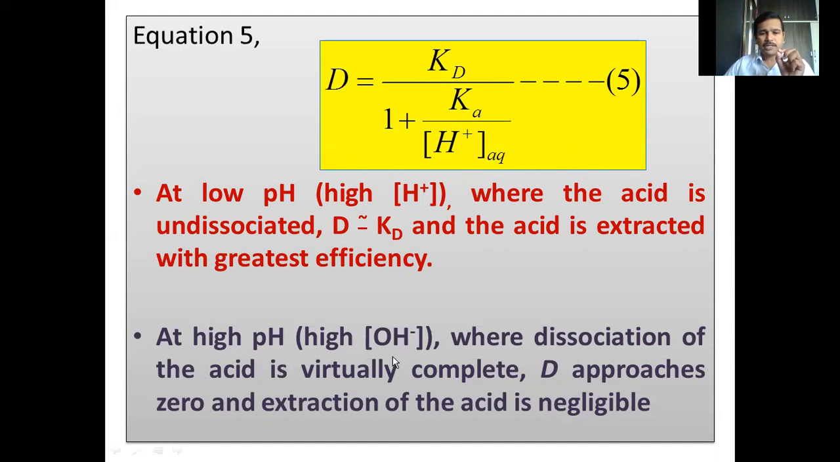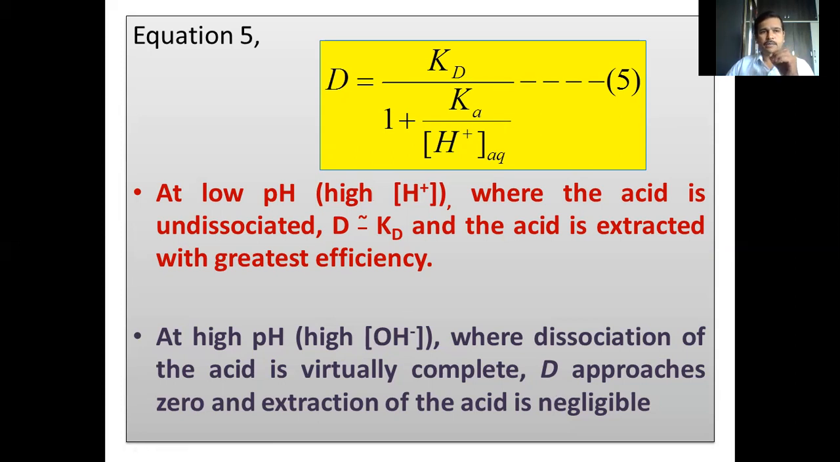At very high pH, that is at a higher concentration of hydroxyl ions, the concentration of H plus ions will be low, and this term will become maximum. As this becomes maximum, D approaches 0. Anything divided by infinity, you will get 0. So the D value will become 0 at high pH values. So if you maintain a higher pH in the aqueous solution, the distribution ratio will approach 0, and the extraction efficiency will be very, very minimum.